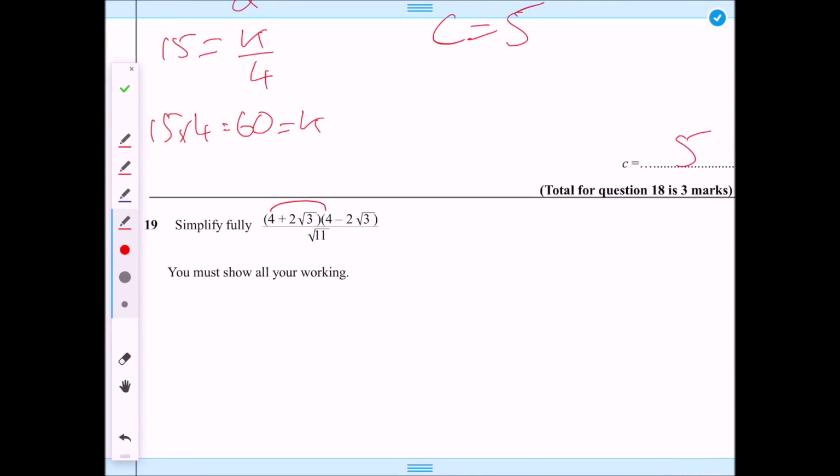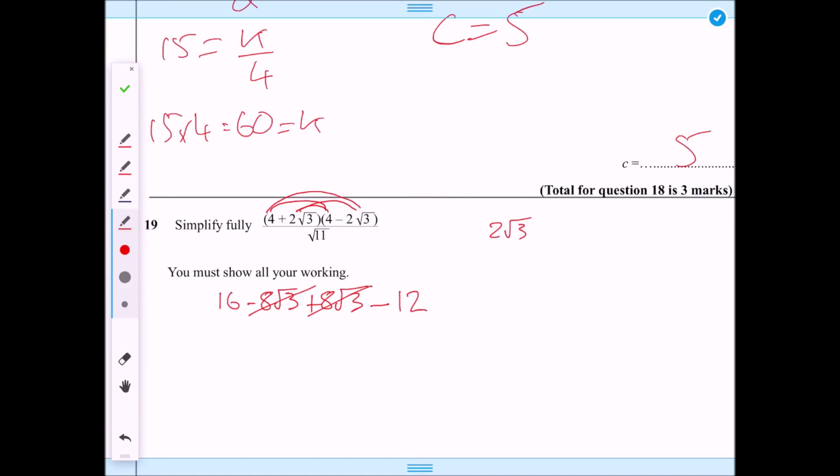So 4 times 4 would give us 16. Then we've got 4 lots of minus 2 root 3s, gives us minus 8 root 3s. Then we've got plus 8 root 3s, and as you can see, those will now cancel. And then we've got 2 root 3 times minus 2 root 3, so it's going to be minus 2 times 2 is 4, and root 3 times root 3 is just 3, so 4 times 3 is 12.